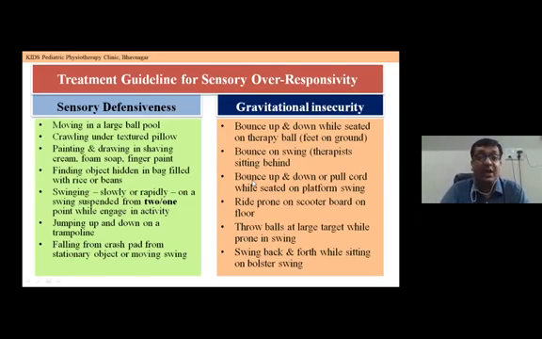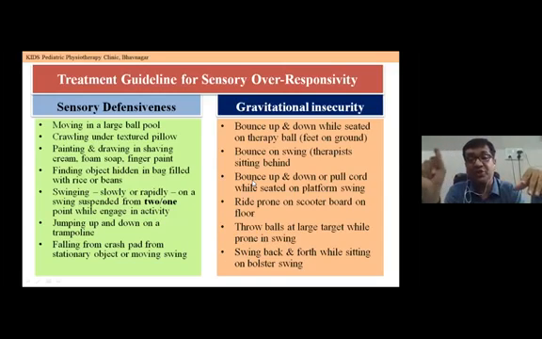You can use the one or two point swing, slowly and rapidly, on the suspended swing, and engage in different play activities, jumping up and down on a trampoline, falling onto a crash pad from a stationary object or moving swings. So falling on a crash pad from a swing or from the ball. Same thing you can use for gravitational insecurity, bounce up and down while seated on a therapy ball.